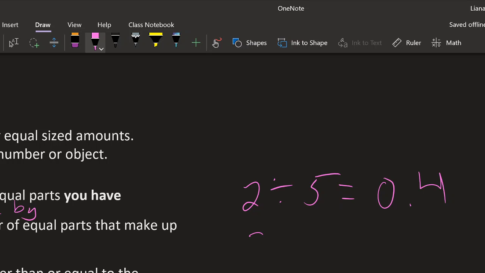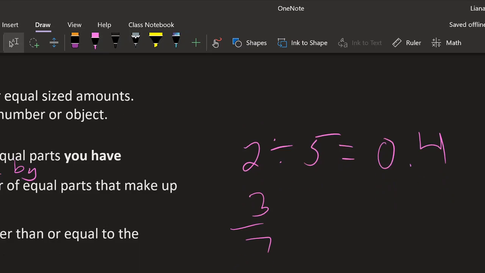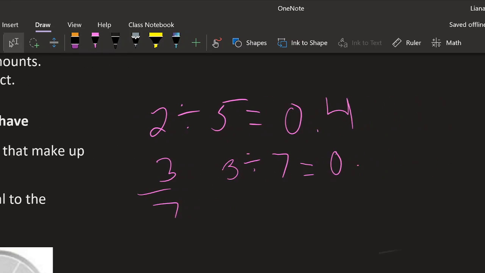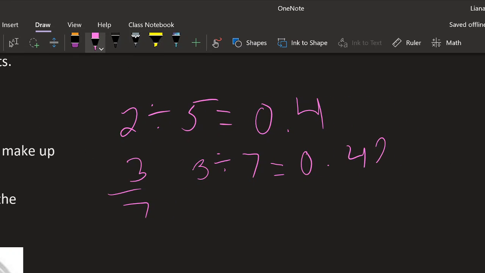But if we got into uglier fractions, let's say we had a fraction like 3 over 7, okay? 3 over 7 is the same thing as 3 divided by 7. So if you do that in your calculator, you get this really long, ugly number. We get 0.42857.